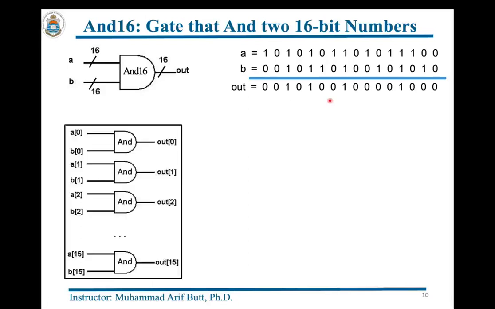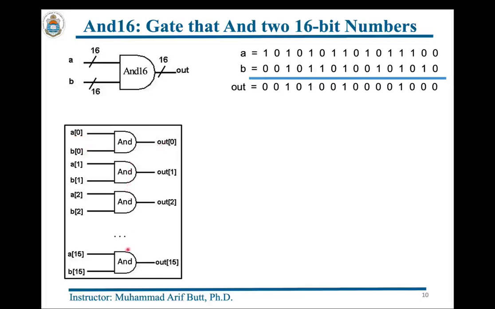So how can we do that? It's very simple. We just need to use the AND chip that we have designed previously, but we are going to use 16 different AND chips. The first AND chip will bitwise AND the least significant bit of A with the least significant bit of B and will generate the least significant bit of output out.